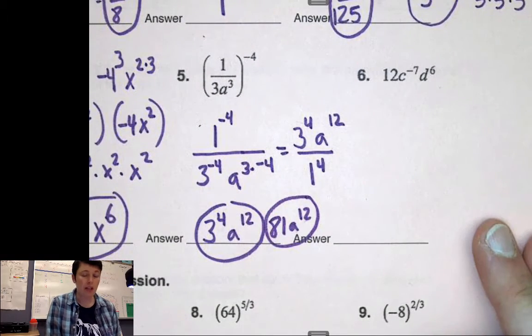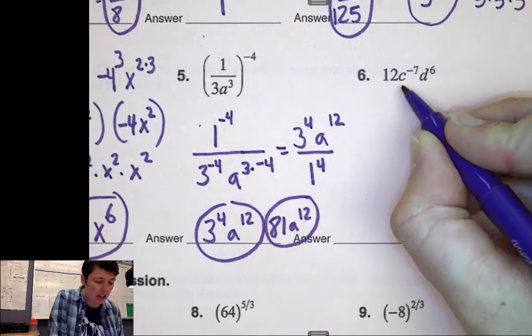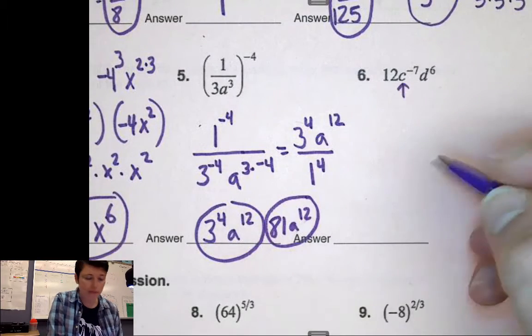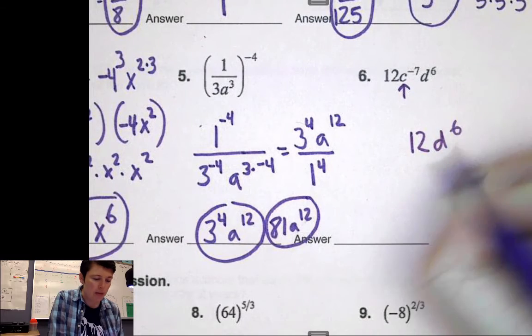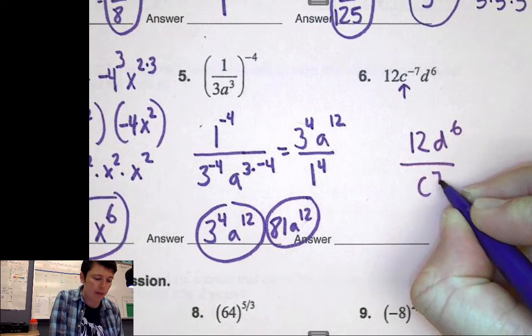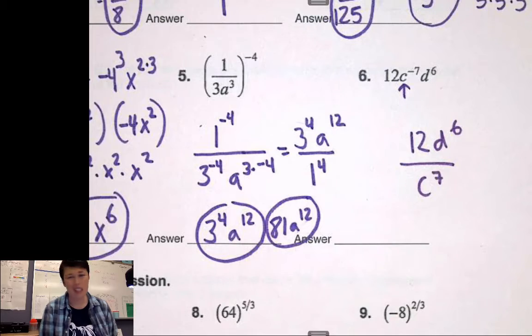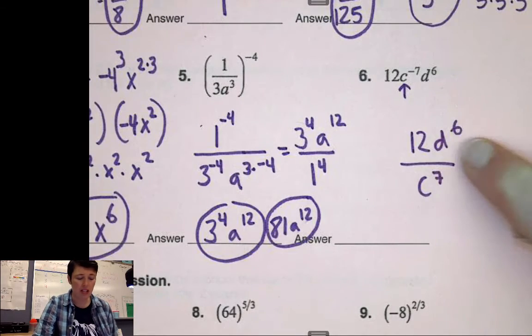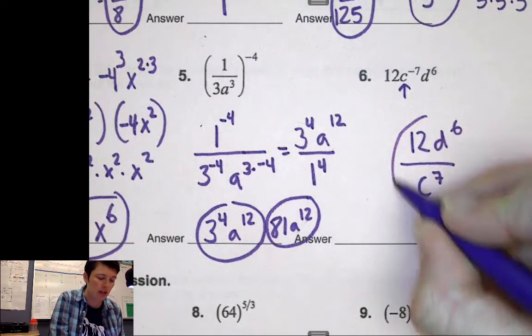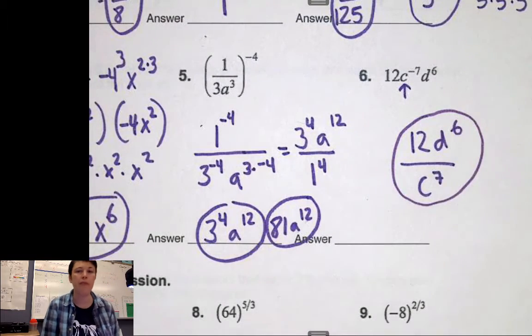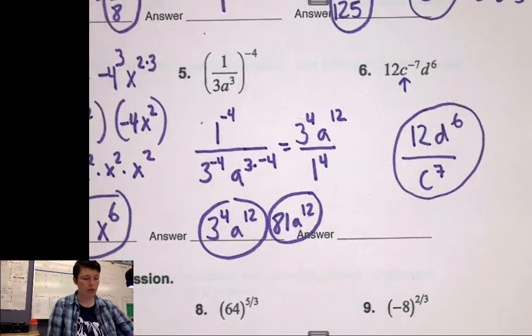Okay, so this one doesn't have a lot of work actually. I see a negative power here, so I'm going to move it. I'm going to keep the 12 on top. I'm going to keep the d to the 6th, and I'm going to move c to the 7th on the bottom. But then I don't see anything that can simplify. These are d's, these are c's. They don't cancel each other out or anything. So this is the answer. That's about all I can do on this problem, is one move. All right, let's continue on.